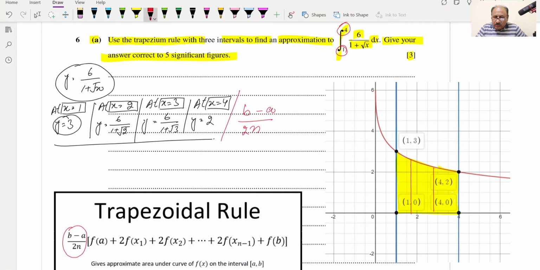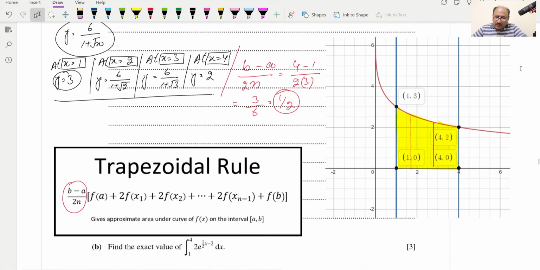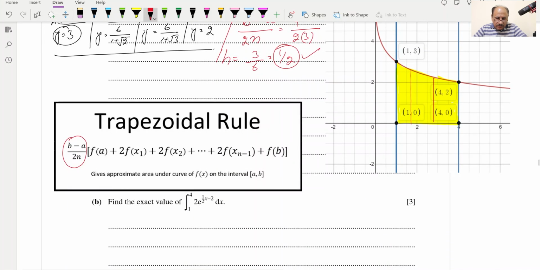This will be equal to h, and b is 4, 4 minus 1 over 2 into 3, and this will be equal to what? This will be equal to 3 over 6, and 3 over 6 will be equal to 1 by 2. So we will be getting 1 by 2 value for h, and this is the value for h which we found, and this value we will be utilizing over here.